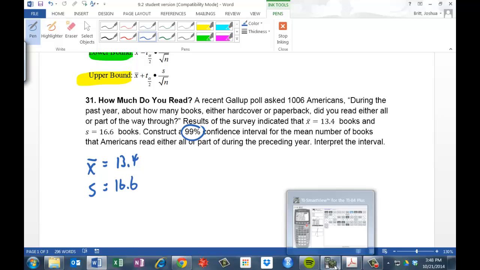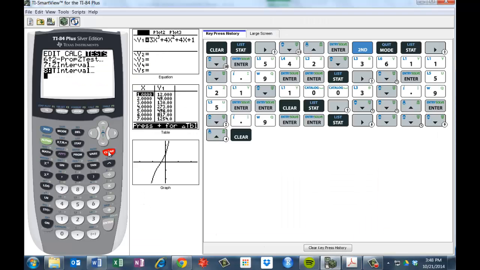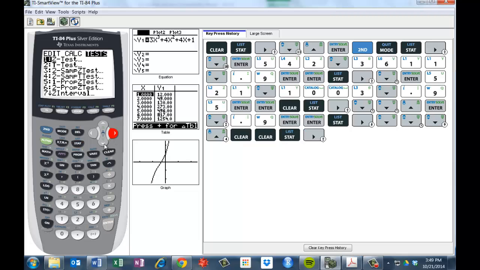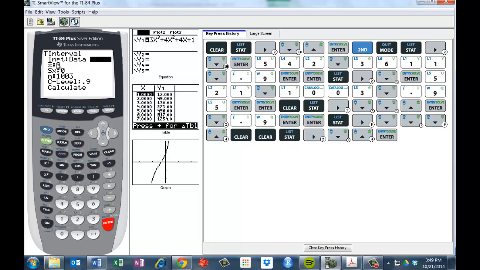Here's what we're going to do. We're going to go back to stat. We're going to go over to test, and we're going to go down until we see T interval, and hit enter. Now you want to make sure that you have the summary stats set. So hit enter.